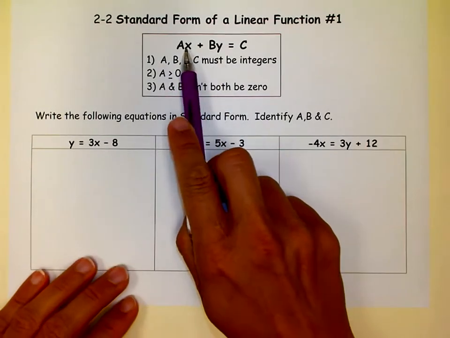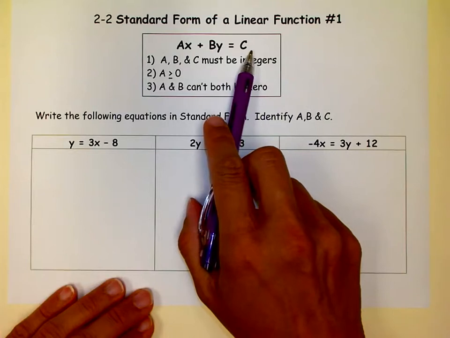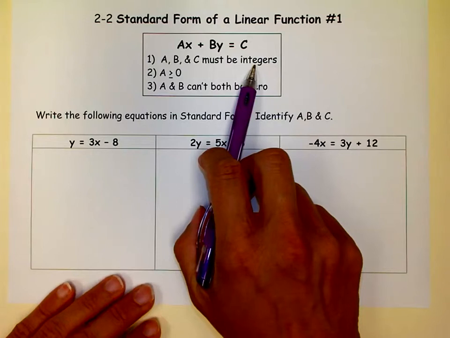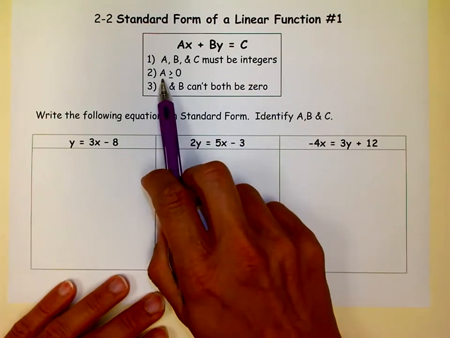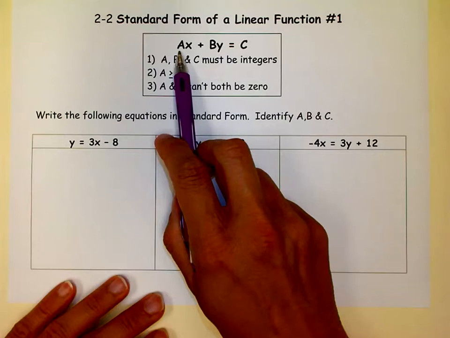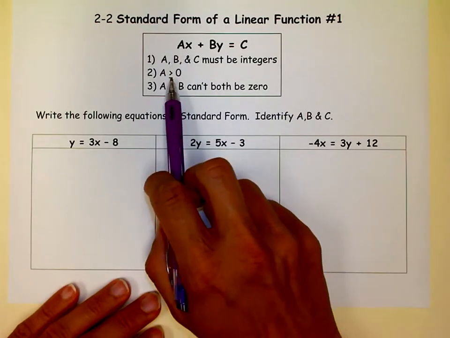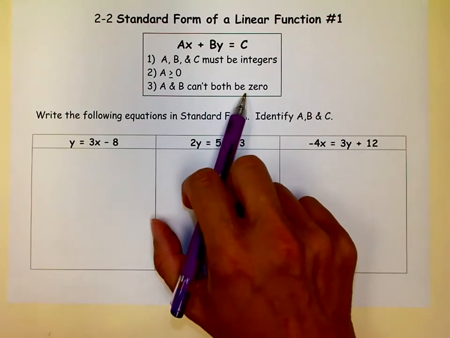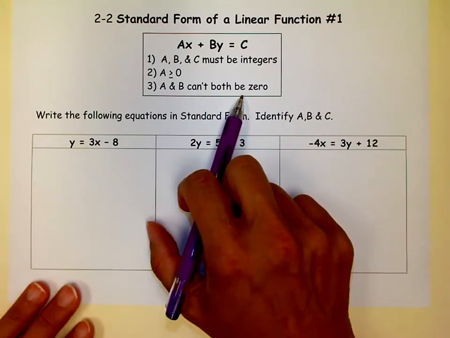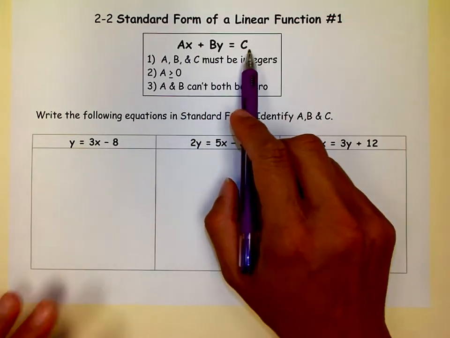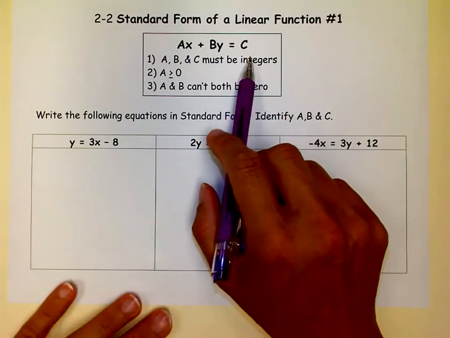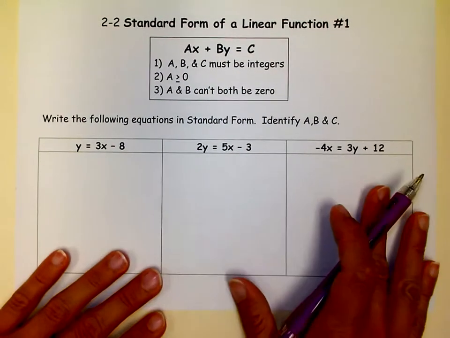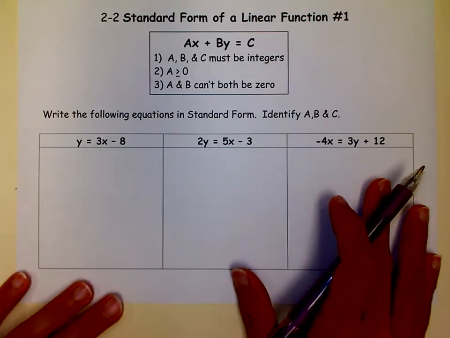This is standard form: x and y on the left, and your numbers on the right. A, b, and c must be integers. Remember, that means no decimals, no fractions. A has to be greater than or equal to 0, which means a can't be negative. B and c, it's okay for them to be negative, but a has to be positive or 0, and a and b can't be 0 at the same time, which won't happen in these examples. If a and b were both 0, you'd get 0 equals something else, so usually that's not happening. So x and y on the same side, and these two are the ones you really need to worry about. Usually the directions will say get it in standard form and identify a, b, and c.